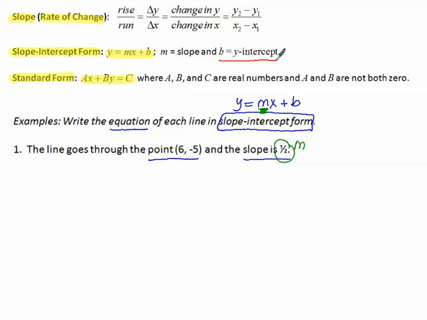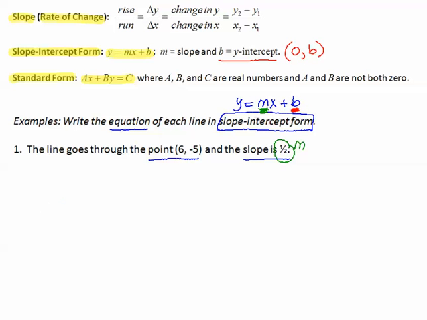And remember that the y-intercept is written as 0, comma, the number that it is, such as 0, b. But I'm not given the point with 0 as the x. I'm given 6. So that means I don't have the y-intercept. I need to find the y-intercept so I can complete this equation.